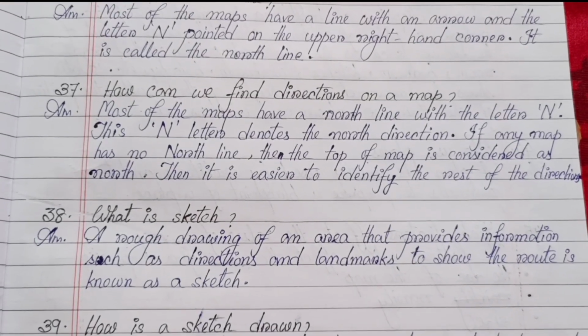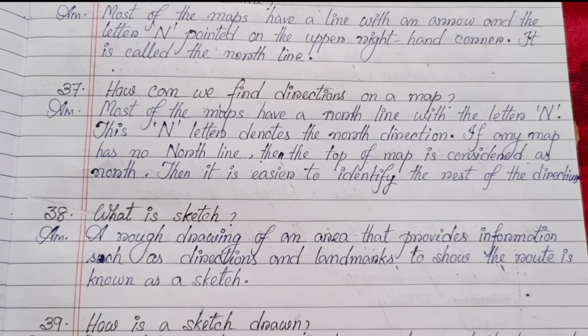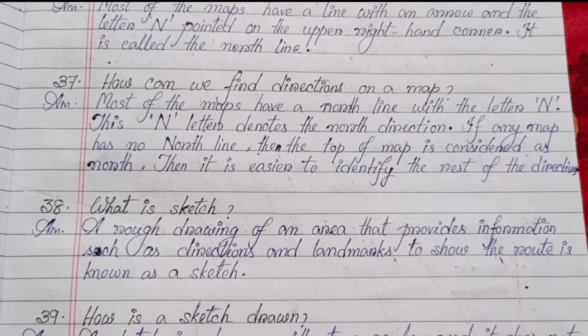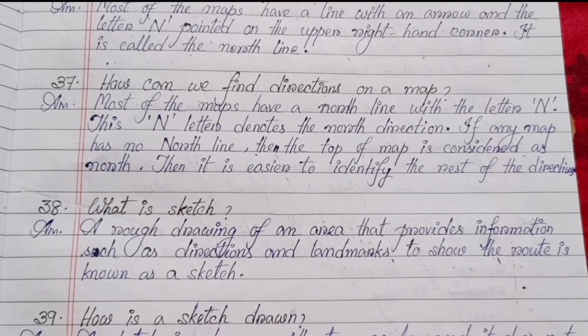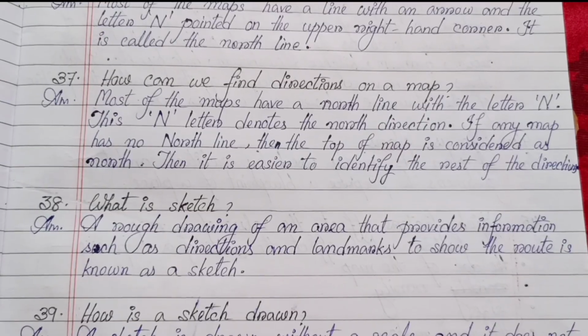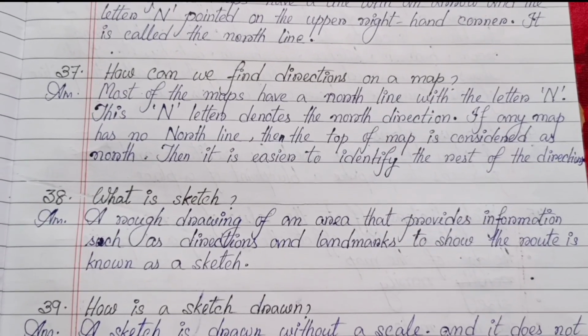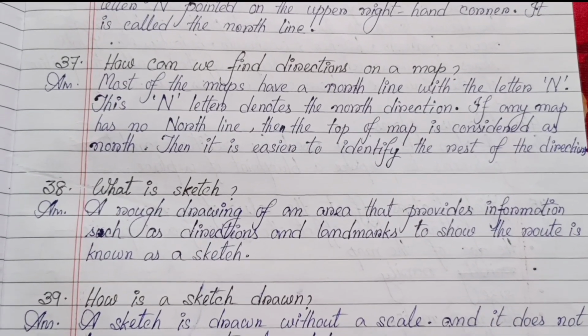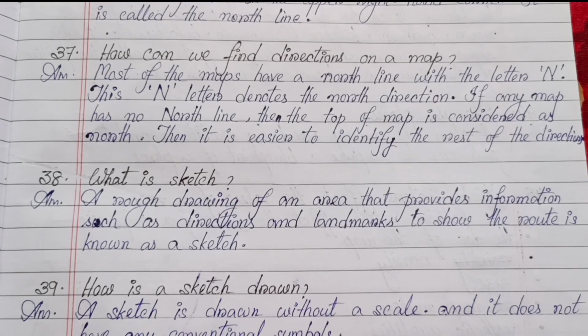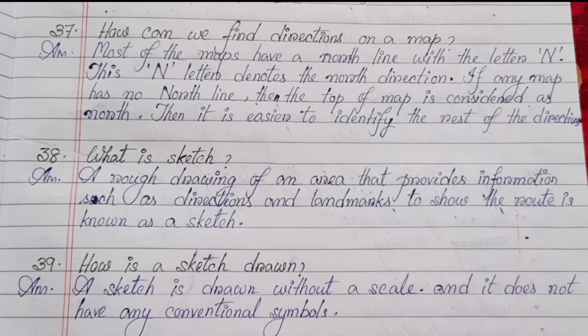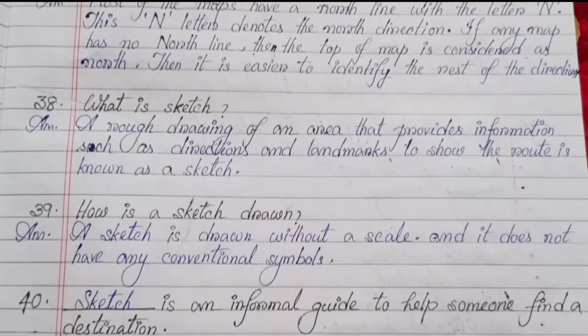Number 37. How can we find directions on a map? Most of the maps have a north line with the letter N. This N letter denotes the north direction. If any map has no north line, then the top of the map is considered as north. Then it is easier to identify the rest of the directions.